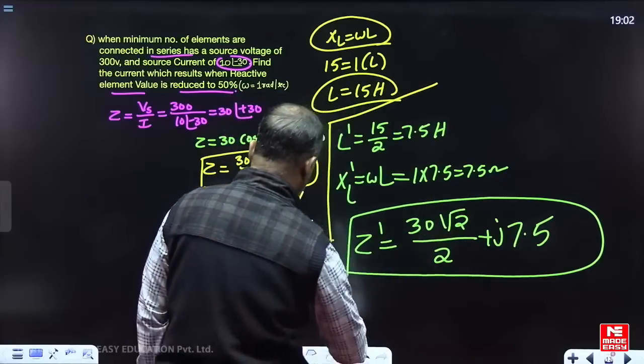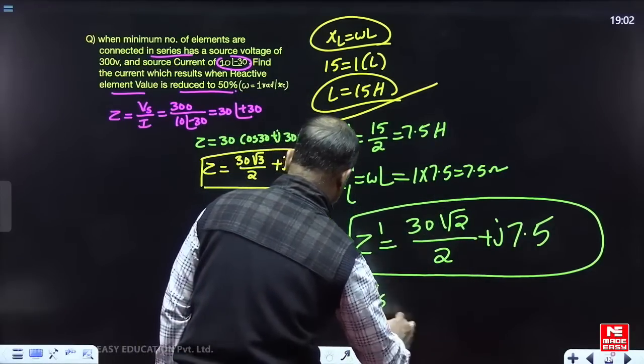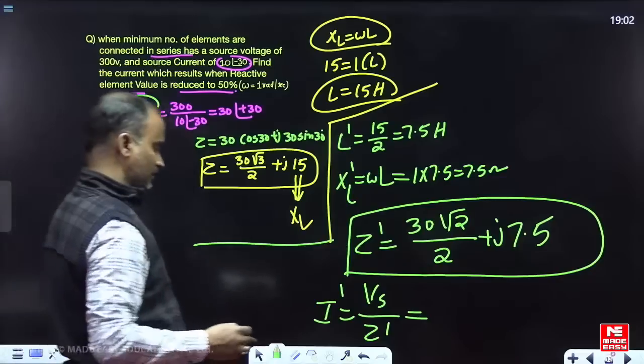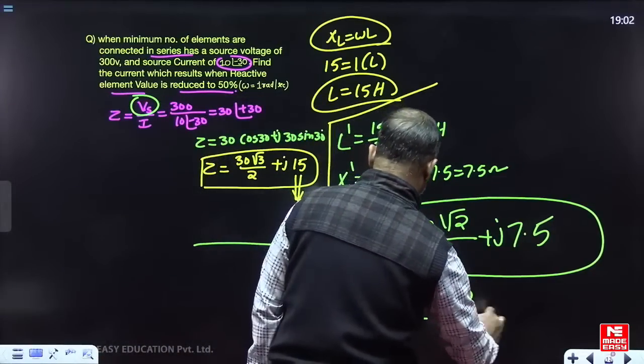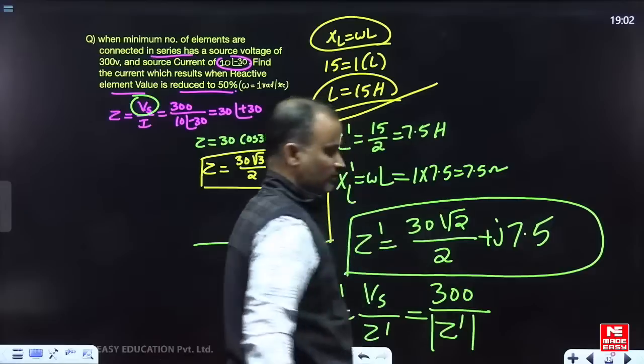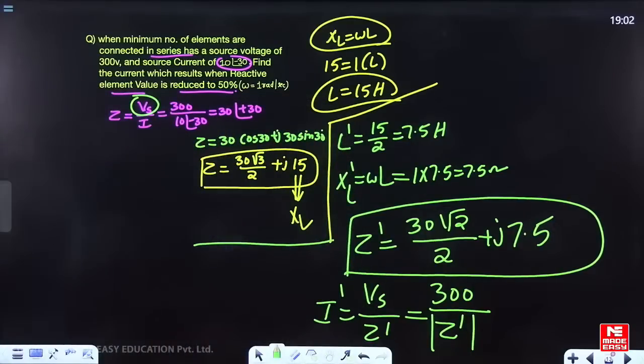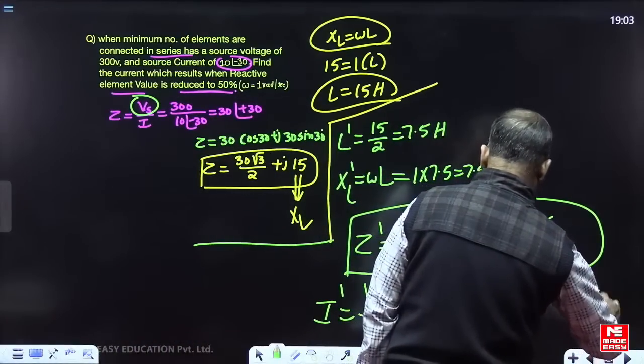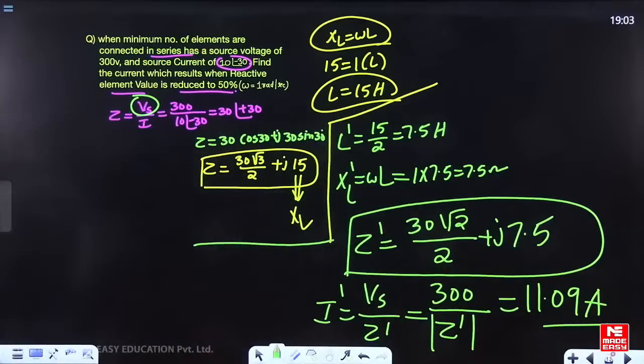After finding the impedance magnitude, the requirement is the new current: source voltage by corresponding impedance. In the question itself the source voltage is given, 300. 300 by, can you find out the mod of Z magnitude? Anybody answer? Very good. 11.09. Very good. Find the magnitude.